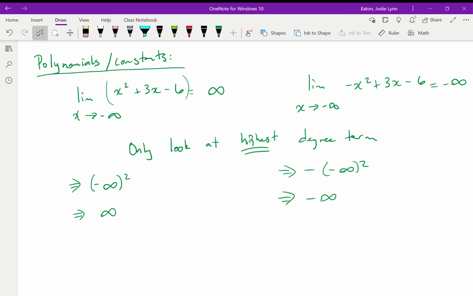Okay, well, what if it's a constant? So what if we have the limit as x approaches infinity of pi? Well, we have a flat line. As we get bigger and bigger, it still is a flat line. So that is still equal to pi.